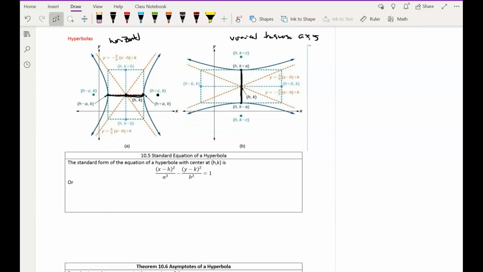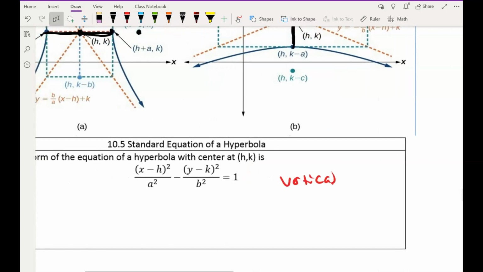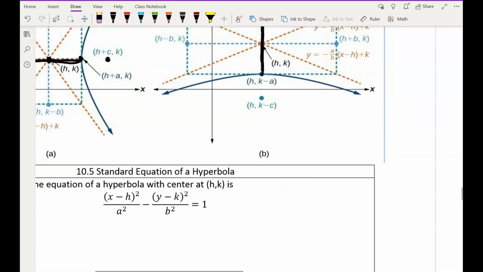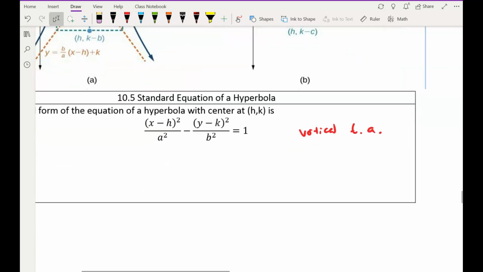Okay, so we have the equation of a hyperbola. The standard form of the equation of a hyperbola with center at (h, k), that's going to be a common theme, is (x minus h) squared over a squared minus (y minus k) squared over b squared equals 1. This is going to be if you have a vertical transverse axis. I'm going to zoom in here so I don't take up so much space. We'll abbreviate that transverse axis.